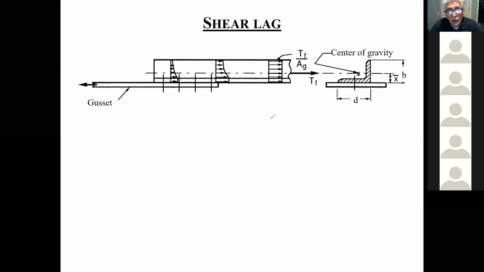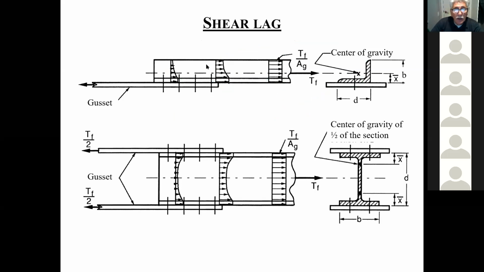So let me clear the drawing. For example here, I'm going to be connecting a plate, and this is a Y flange section. If I'm connecting the top flange and the bottom flange to make my connection, the web member is not connected. Therefore, before the stresses become uniform in this connection, there's going to be a shear lag, and I have to account for that.